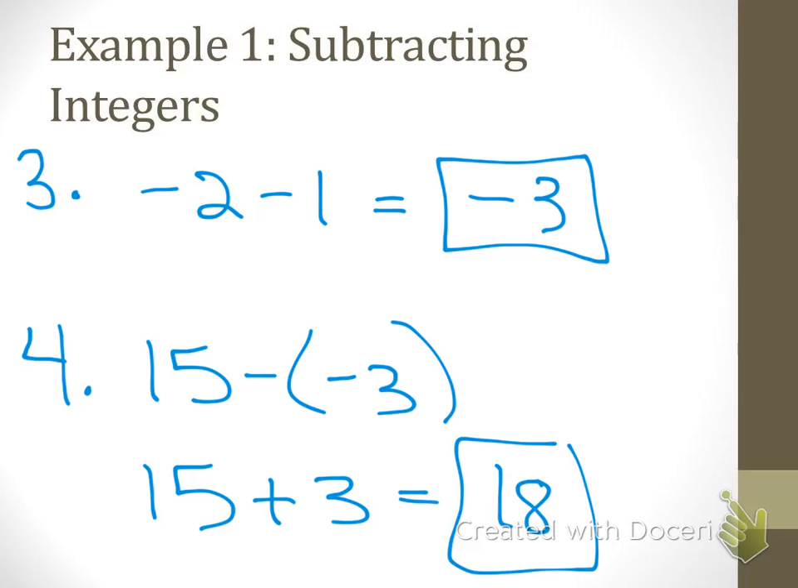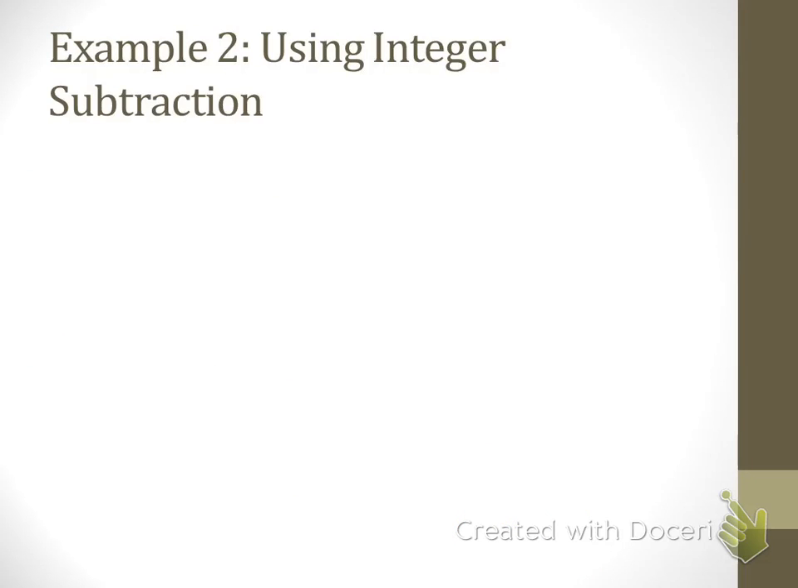All right, now in example 2, we're going to apply this principle to a word problem. It says the highest point in Asia is Mount Everest at 8,850 feet. The shore of the Dead Sea, the lowest point in Asia, is 410 meters below sea level. So how would I represent that as an integer?